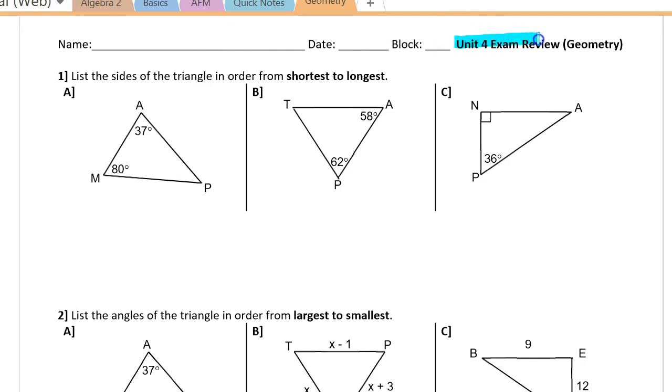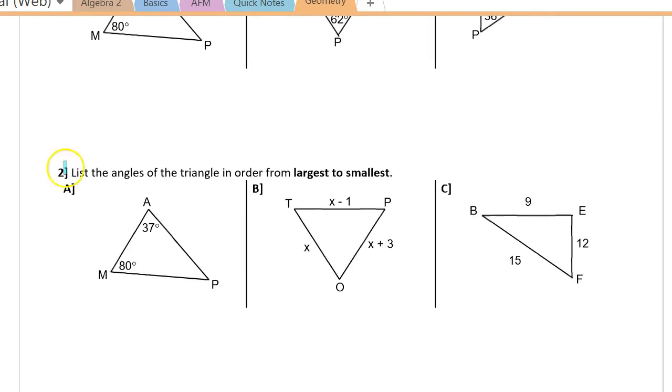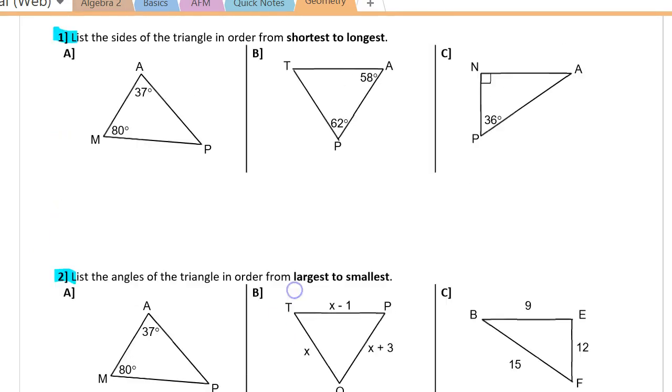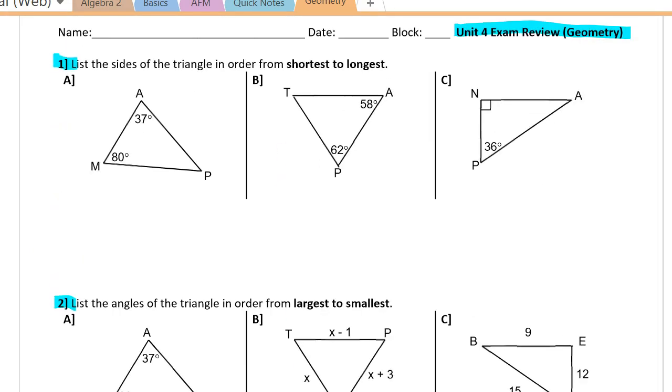For exam review geometry, we're going to work on problem number 1 and problem number 2. Try to make these videos as short as we can for your review's sake. Okay, question number 1. List the sides of the triangle from shortest to longest.